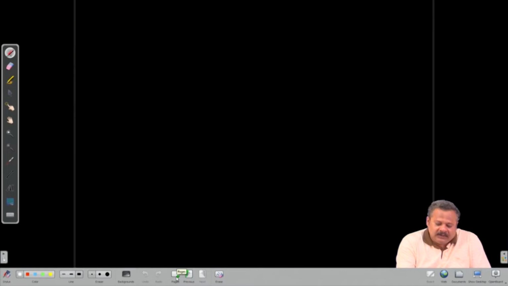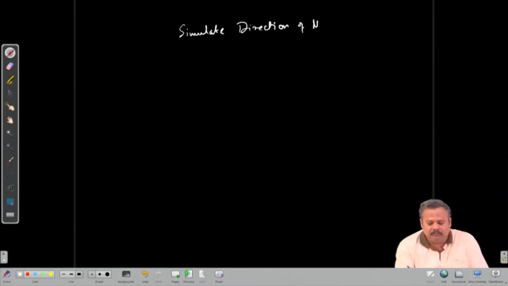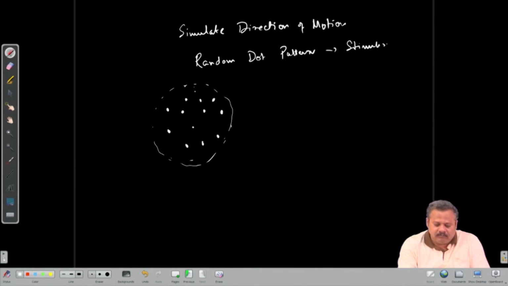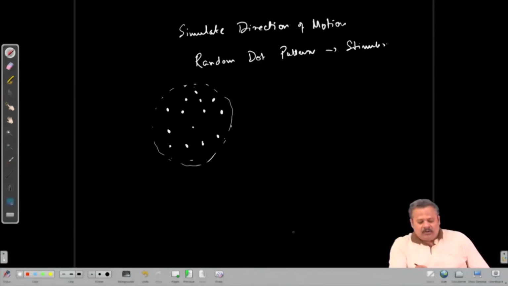Since this is an experiment with monkeys, the task was made in this manner to simulate direction of motion: a random dot pattern stimulus was used. So, what is this random dot pattern? In the receptive field of the neuron, within that region, there are a number of dots at random positions, and the dots can all move in one particular direction, all of them.